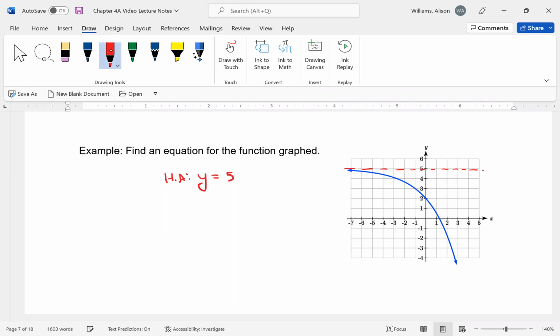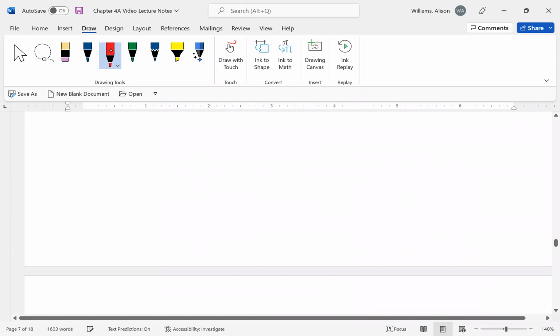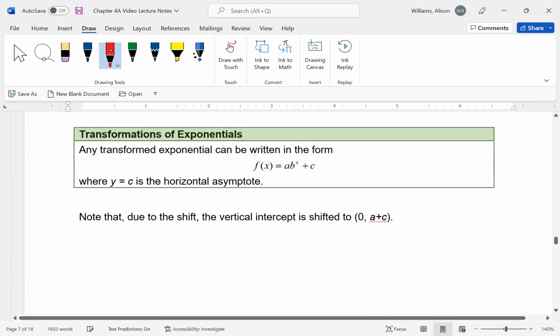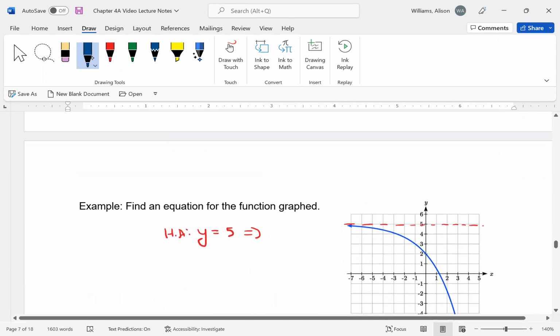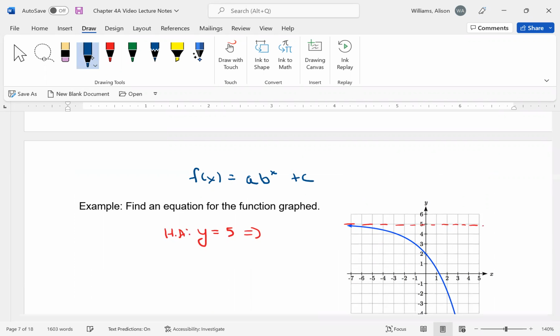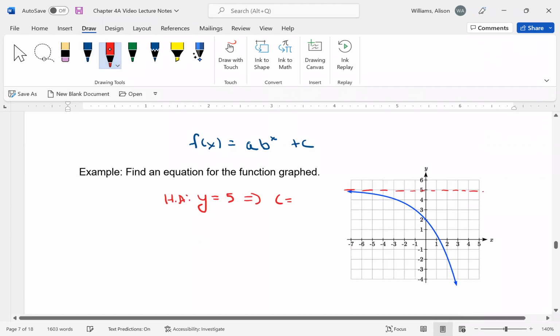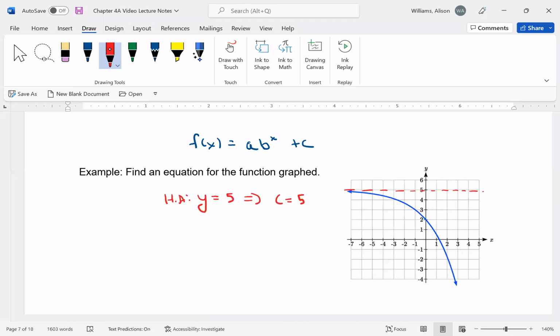Okay, so that's telling me then that c in that equation up here, f of x equals a b to the x plus c. Here, let me write that down. That's what we're going to use for this. f of x equals a b to the x plus c. Okay, so c is 5. Nice. All right. And we could probably figure out some information if we plug in the right things. So here, let me go ahead and plug this into the equation really quick. I know what c is.